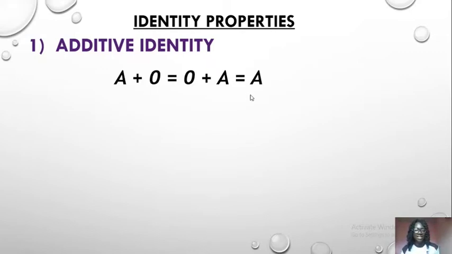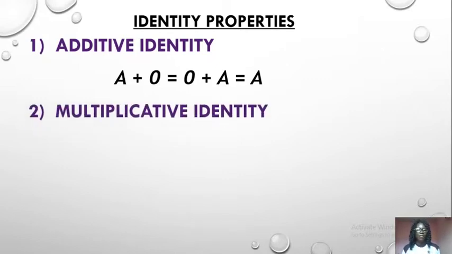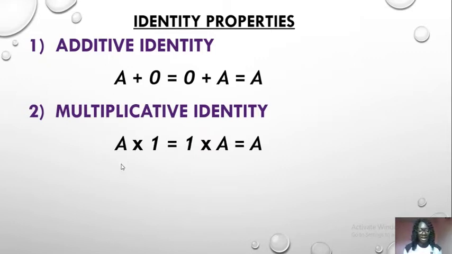So additive identity is saying that whatever number you add to 0, you get back what? That same number. As simple as that. Okay? So for multiplicative identity, it's saying that when you multiply a number by 1, you get what? Back that same number. So I have here a multiplied by 1, or I can say 1 multiplied by a, whichever way, I will get back what?